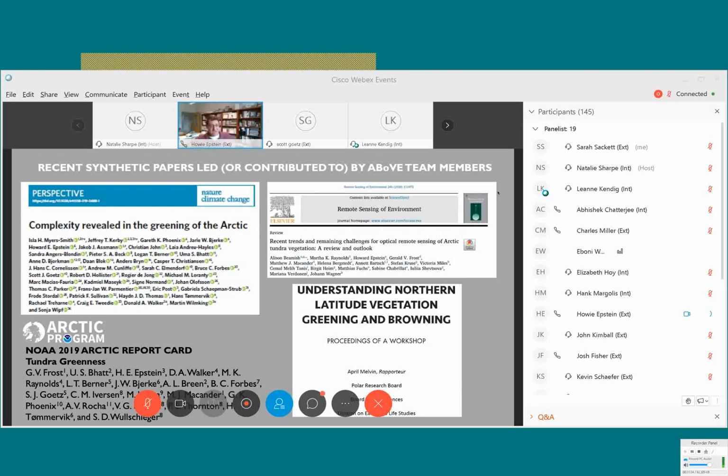With regard to syntheses, there's actually been quite a lot done with regard to vegetation dynamics over the past probably about a year and a half. The first is a Myers-Smith et al. paper that was in Nature Climate Change, just recently published, The Complexity of the Greening of the Arctic. Another paper that just came out is by Allison Beamish et al., in Remote Sensing of Environment, and that had a pretty strong contribution by above team members. That paper looks at recent trends and remaining challenges for optical remote sensing in Arctic tundra.